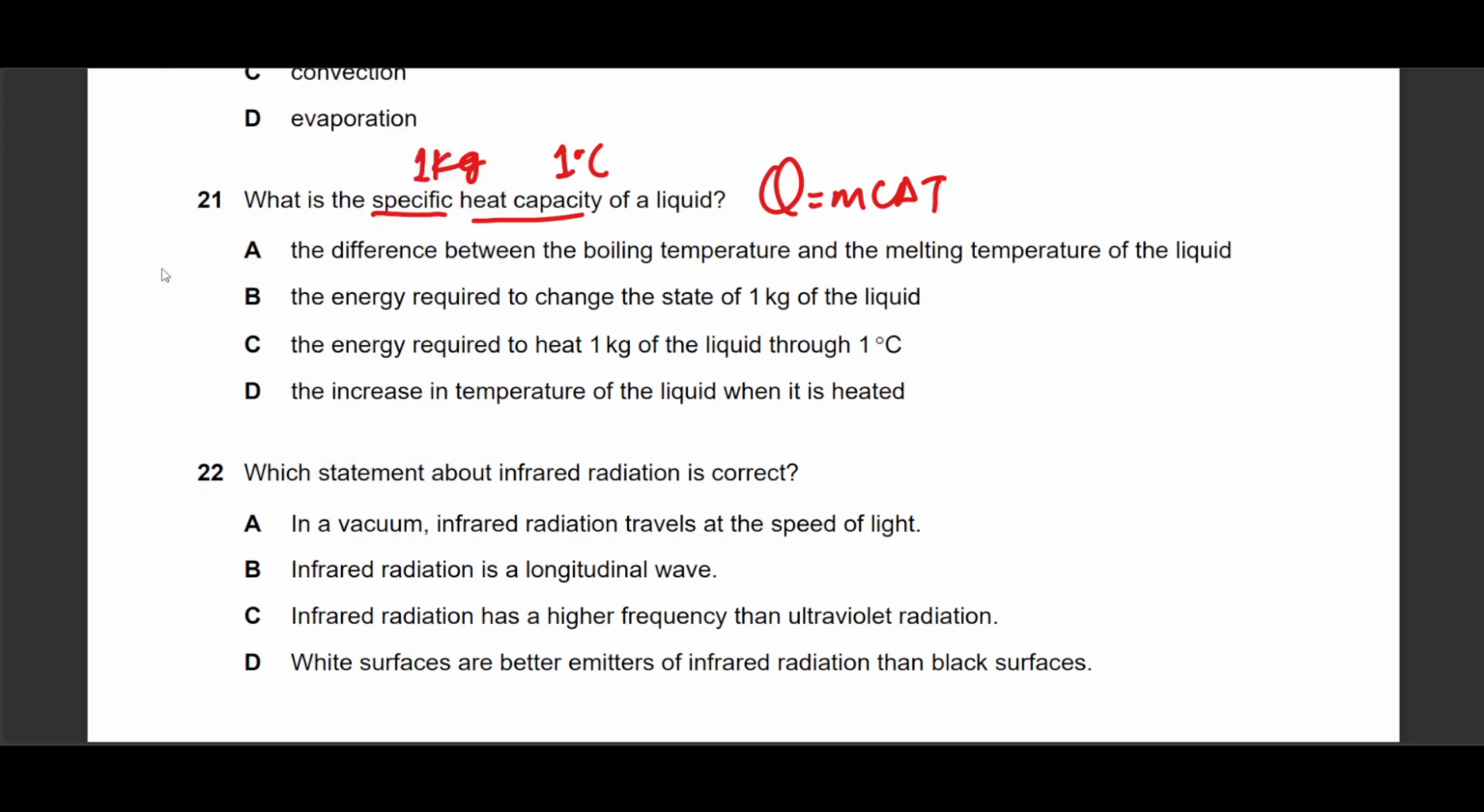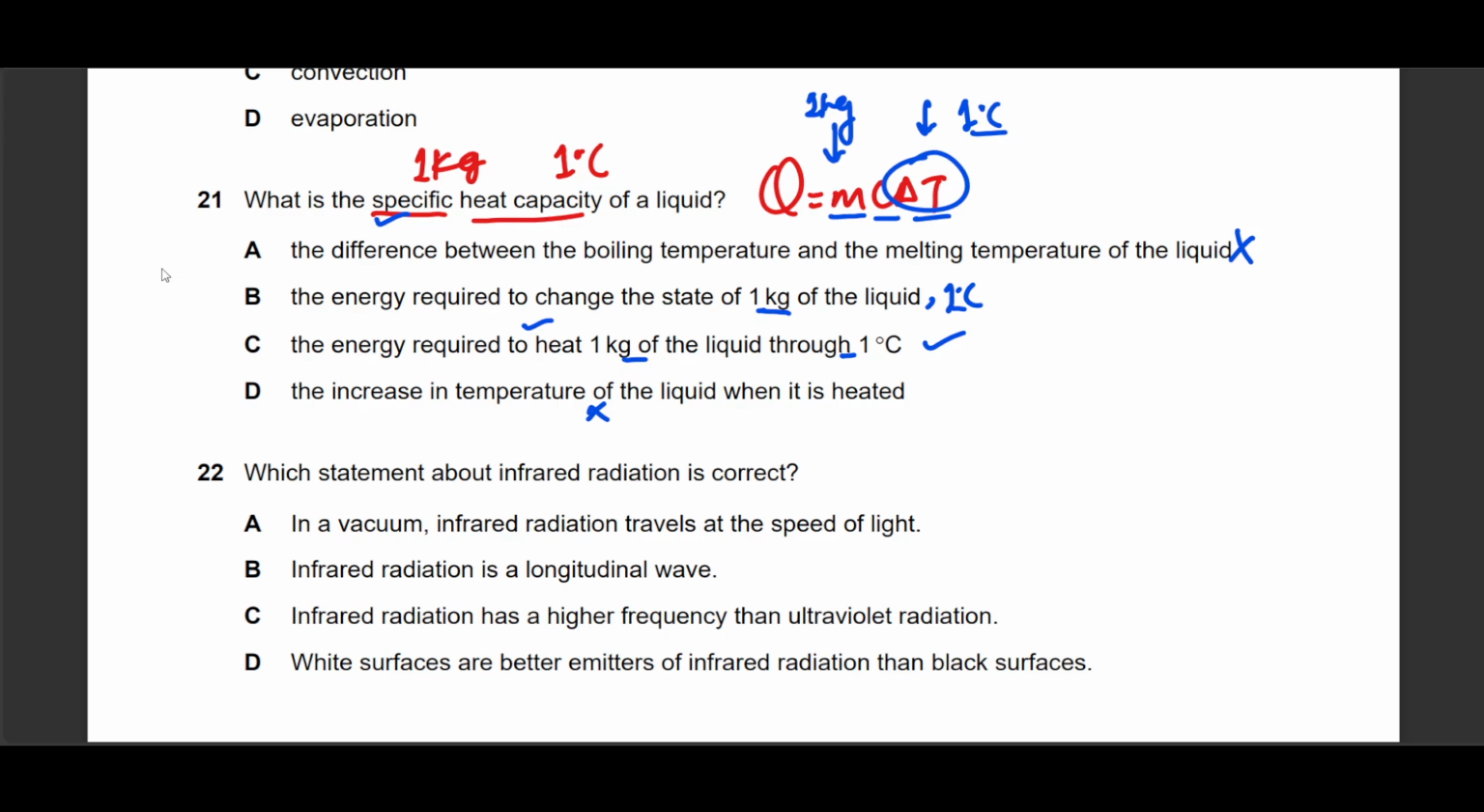So, no, this is not the definition. B suggests the energy required to change, no. 1 kg is good for specific, but there needs to be a 1 degree centigrade missing in the definition as well. The energy required to heat 1 kg of liquid through 1, yes, this is the most appropriate one. The increase in temperature, no, not just the increase in temperature. We're looking for the full mass, heat capacity, and the temperature. So mentioning mass is necessary and mentioning temperature is necessary, that there is 1 kg of mass going through a change of 1 degree centigrade.